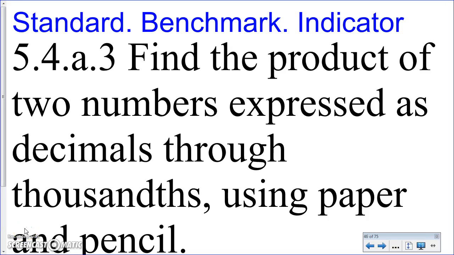Today we are reviewing scientific notation and multiplying and dividing decimals. So please copy down the SBI at the top of a clean page of your math notebook. Find the product of two numbers expressed as decimals through the thousands using paper and pencil.